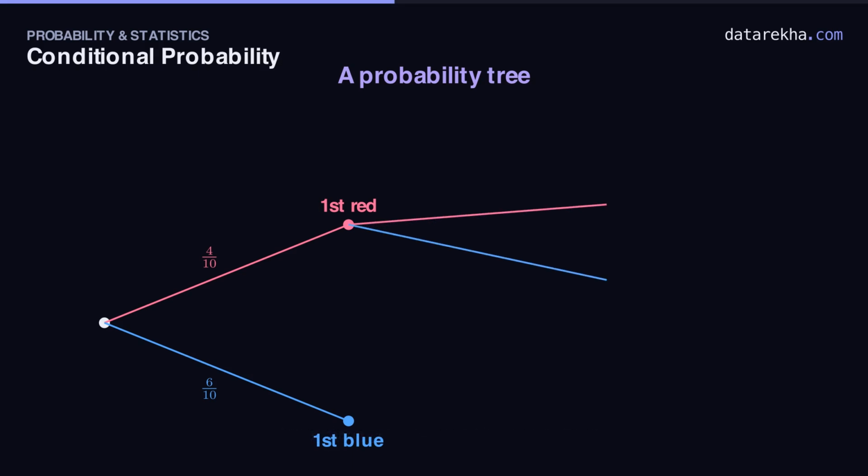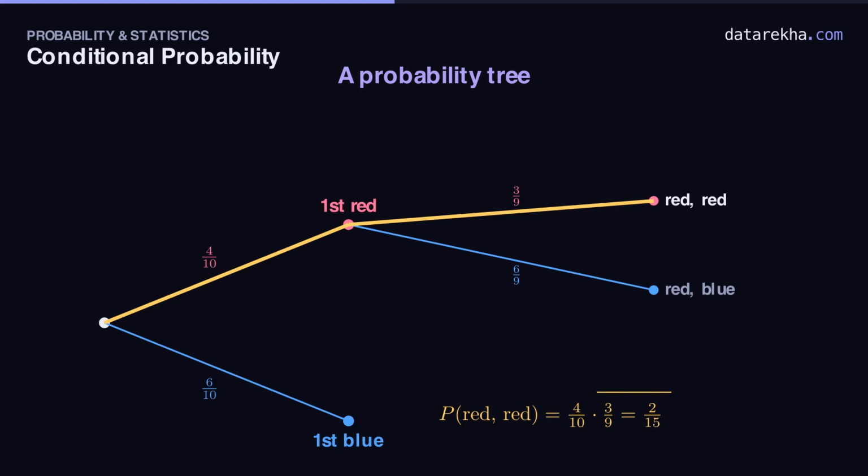Follow the top branch, a red first. One red is gone, leaving 3 red and 6 blue among 9. So a second red is 3 over 9, a second blue 6 over 9. The numbers change because we are drawing without replacement. And here's the rule the tree hands you. To find the probability of a whole path, you multiply the branches along it. Red then red is 4 tenths times 3 ninths. The multiplication rule, drawn as a road you walk.